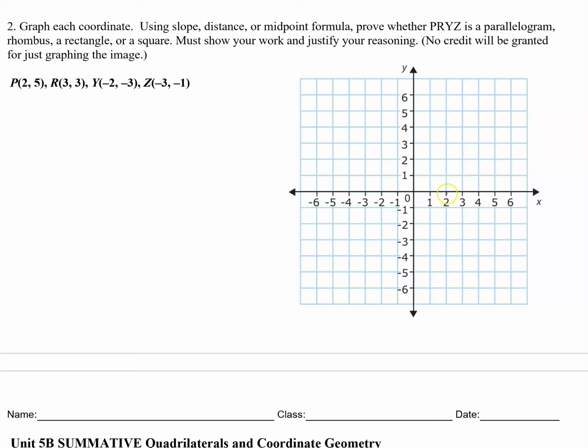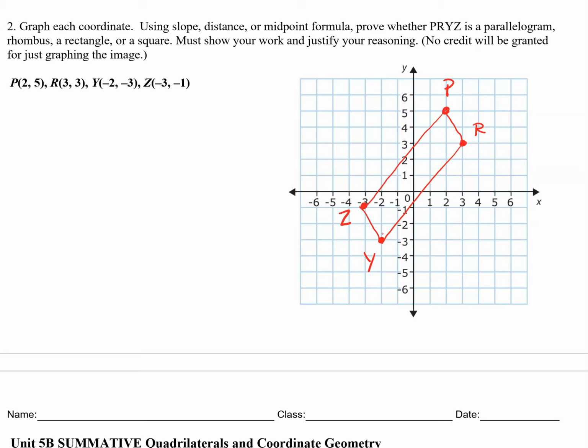So first step would be to plot this. I'm going to go over 2, 3, 4, 5, and I'm going to label that. I'm going to go over 1, 2, 3, up 1, 2, 3, and label that. Then -2, down 3, and label that. And -3, -1, I will label that. Okay, so I've got what looks to be a very long skinny rectangle. It could be a parallelogram. It's kind of hard to tell at this point.